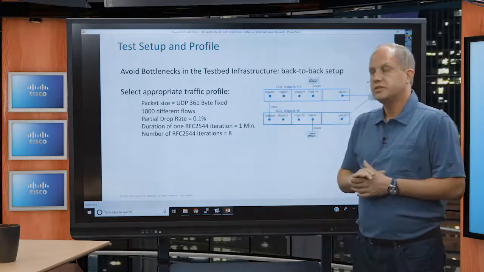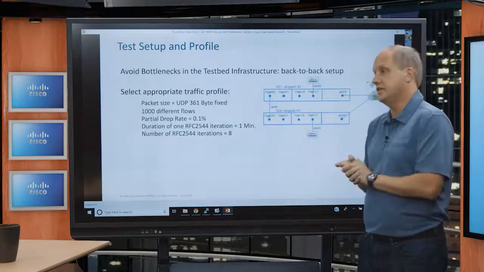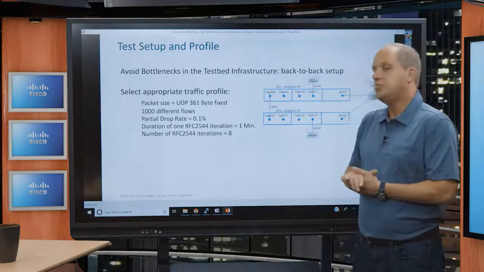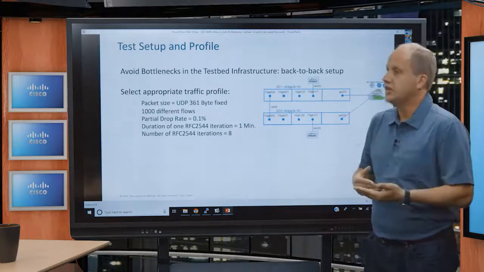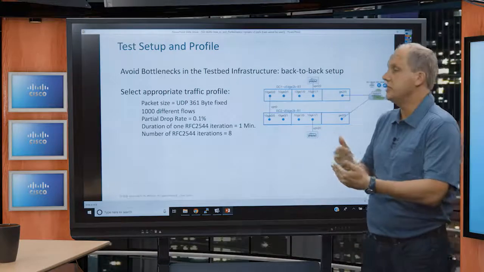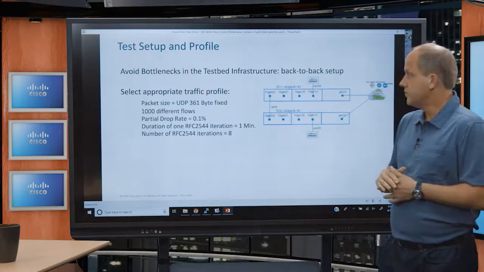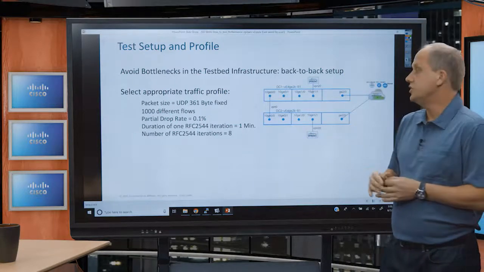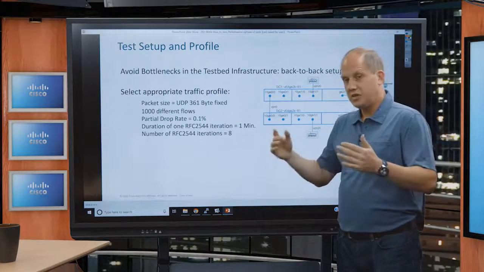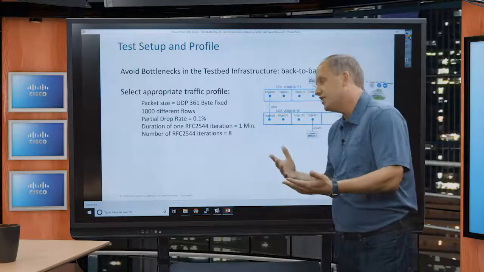Second recommendation is please set up an appropriate traffic profile, at least for the baseline testing. What we test is UDP fixed 361 bytes. We call it IMIX-like. It's not a true IMIX profile, because IMIX is a combination of different packet sizes. In this case, we are sending UDP 361 fixed. And we have 1,000 different source and destination flows. We don't test with one. We are using 1,000 different, kind of randomized, flows.